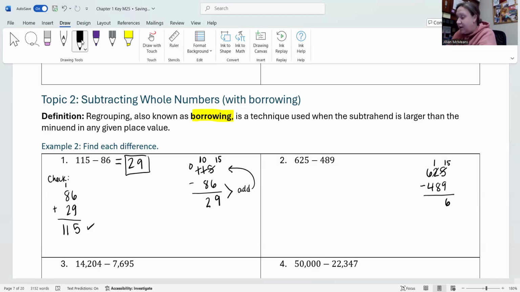And then I'm stuck with, well, I can't take 8 from 1, so we borrow again. So we go to the 6. 6 becomes a 5, and that 1 we borrowed is kind of like a 10. So it's like 10 plus 1, which is 11. Now 11 minus 8 is 3. And then finally 5 minus 4 is 1.